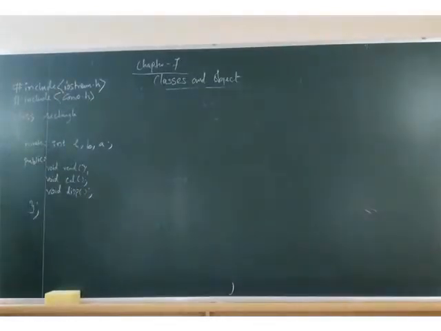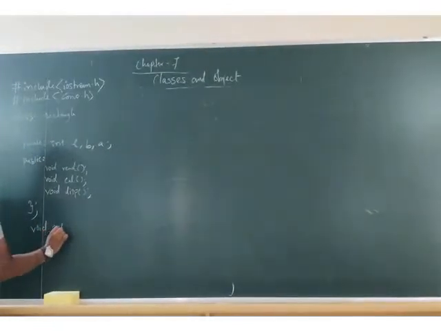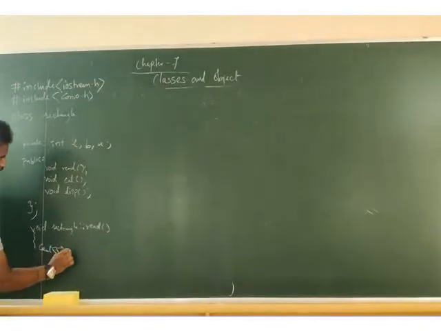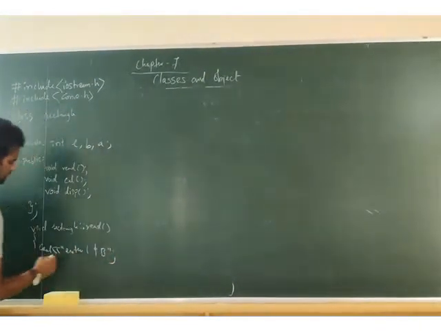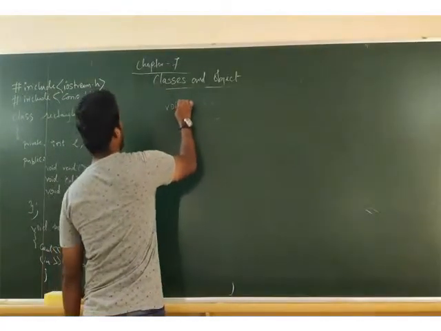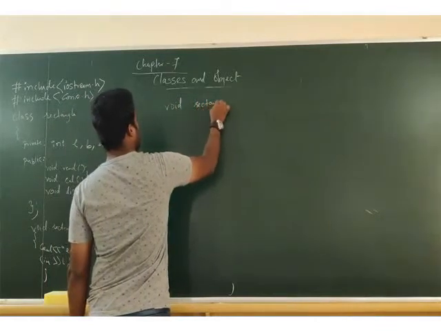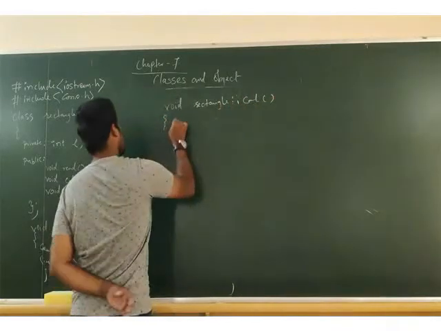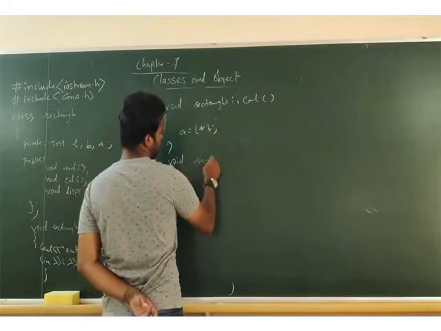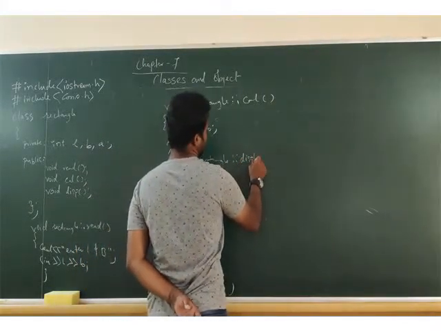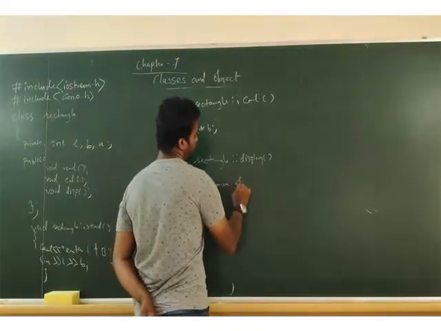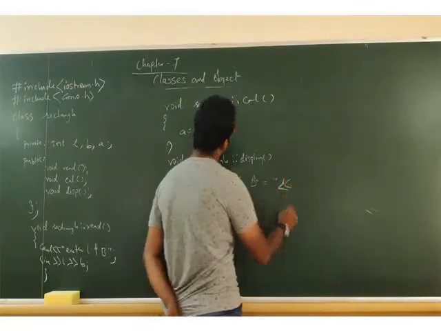Close the class. Finish. Outside the class I am writing void rectangle read: cout enter length and breadth, cin L, B. Next, void rectangle calculate: area is equal to L into B. Next, void rectangle display: cout area of rectangle is equal to, where we have the answer A.